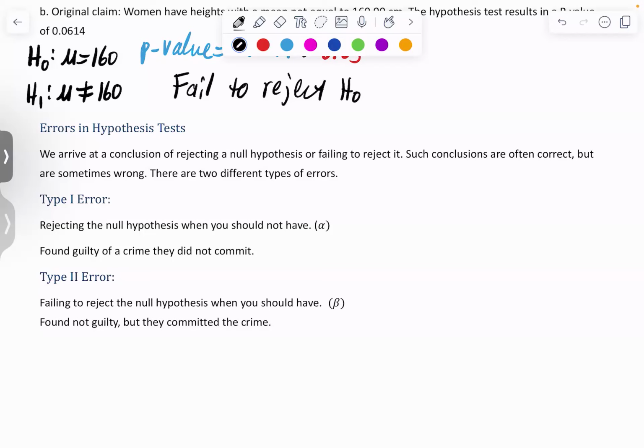So by rejecting the null hypothesis when you should not have, it means that you found the person guilty when they actually did not commit the crime. So that is definitely an error. That's a mistake. The other type of error is you did the crime, but you were found not guilty. That's still a mistake. Now, the worst of those two errors, obviously, is the first one. But these are just the types of errors that can creep in, which is why you have to do a lot of different testing as we do this.